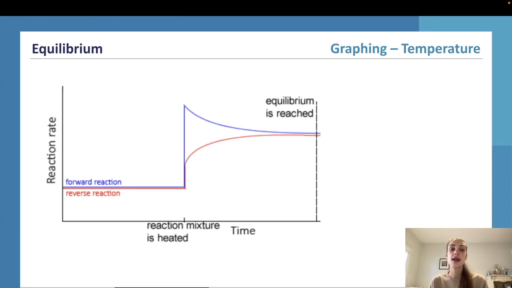So when we consider looking at this on a graph, we can see that if this was our graph with our forward reaction and our reverse reaction, we can see that when the reaction mixture is heated, we have a change in which we have an increase in the reverse reaction and a decrease in the forward reaction.